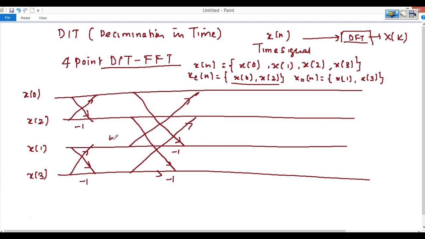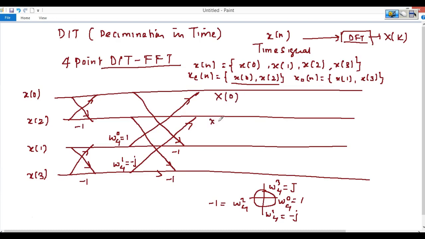And here the multipliers are W of 0 of 4 and W of 1 of 4. So what is W of 0 of 4? You know this circle here. This is W of 0 of 4, this is W of 1 of 4, this is W of 2 of 4, this is W of 3 of 4. So W of 0 of 4 is 1, W of 1 of 4 is -j, W of 2 of 4 is -1, and W of 3 of 4 is +j. So this value is equal to 1, this value is equal to -j. We'll multiply and finally we'll get the solutions for the frequency signals x of 0, x of 1, x of 2 and x of 3.